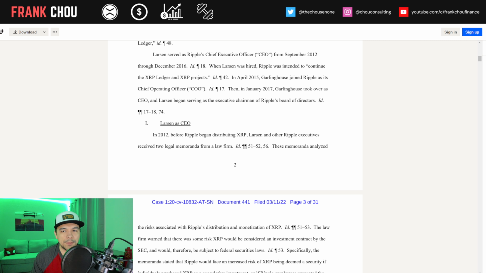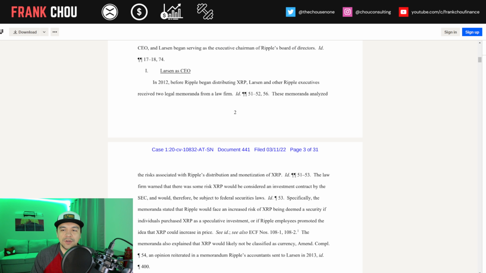Larsen served as Ripple's CEO from September 2012 through December 2016. When Larsen was hired, Ripple was intended to continue the XRP ledger and XRP projects. In April 2015, Garlinghouse joined Ripple as its COO. Then, in January 2017, Garlinghouse took over as CEO, and Larsen began serving as executive chairman of Ripple's board of directors. So now we'll look at the two time periods here, Larsen and then Garlinghouse, in their roles as CEOs.